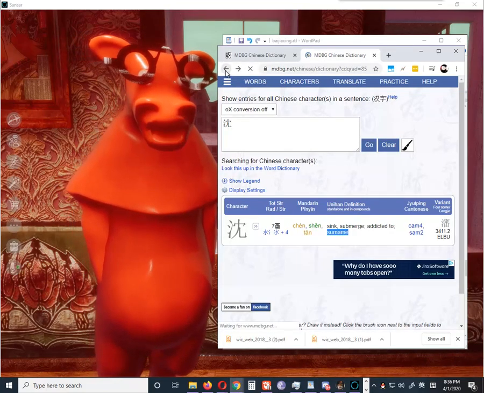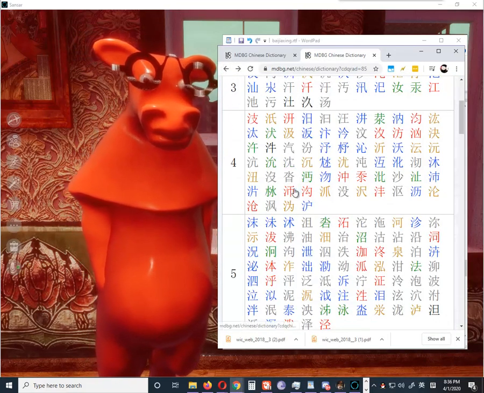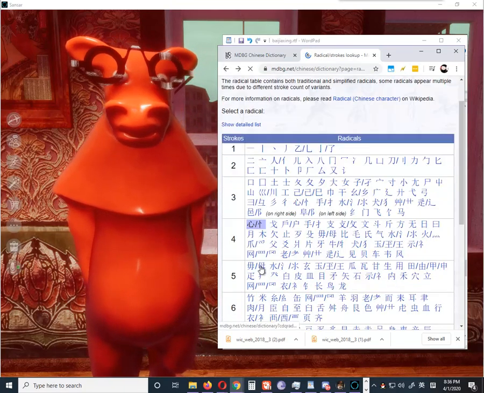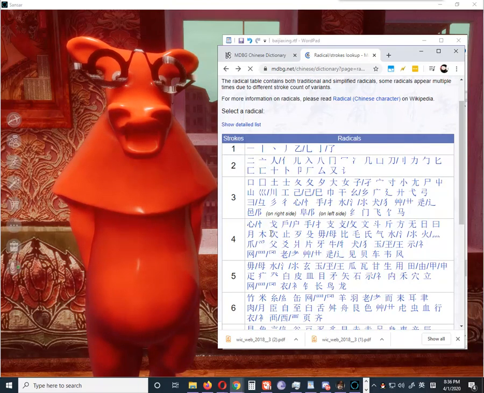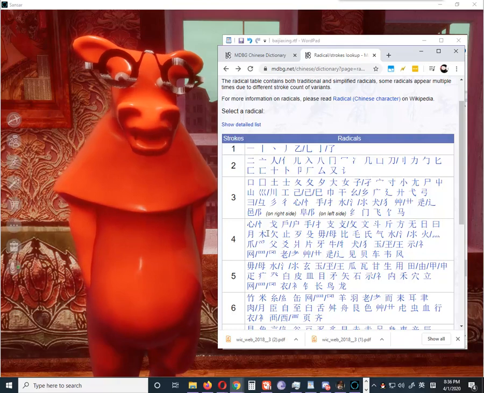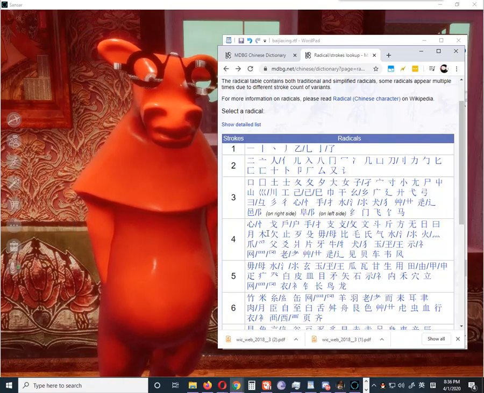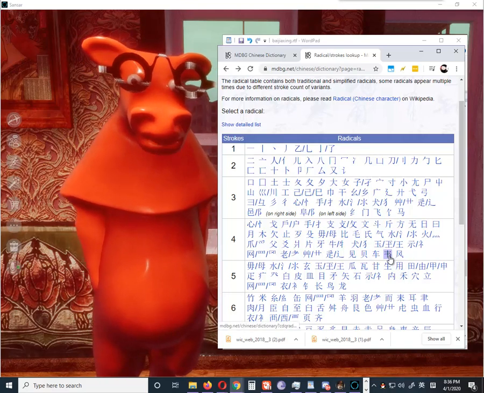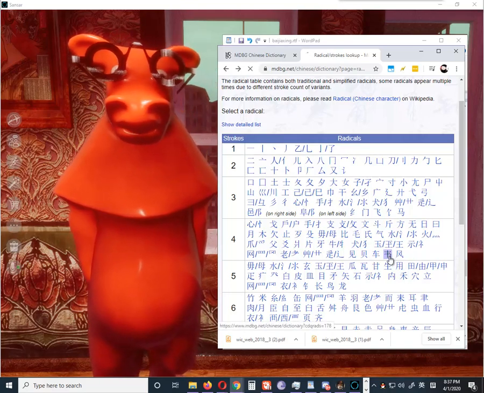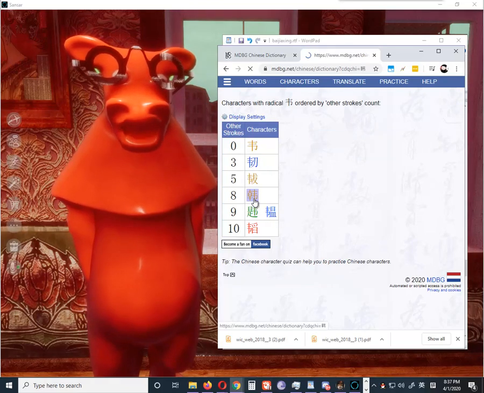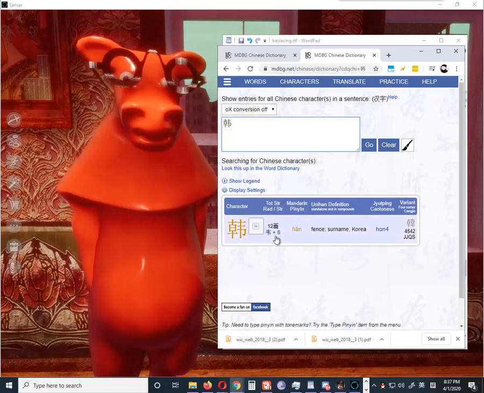You go back. Oops. 4-stroke. And we look for our character. And there it is. See it? And click on that. And it's going to be in one of these, and there it is. Okay, and it's yellow. That means it's the 2nd tone, just like we thought. Okay.